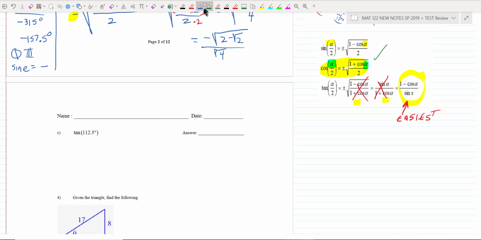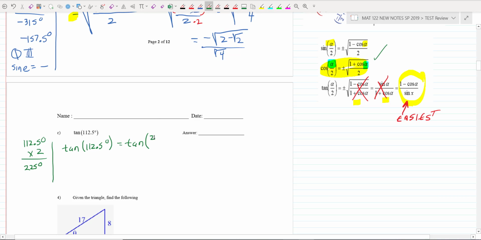So again, we start off this problem just by doubling this angle. And when you double it, you should end up with an angle that's on the unit circle. So that is 225 degrees. Okay. So what we have here is we're just going to write this as the tangent of 112.5 degrees. That's the same as the tangent of 225 over 2 degrees. Now the nice thing about this identity, you don't have to worry about the plus or minus. It'll just kind of work its way through this identity.